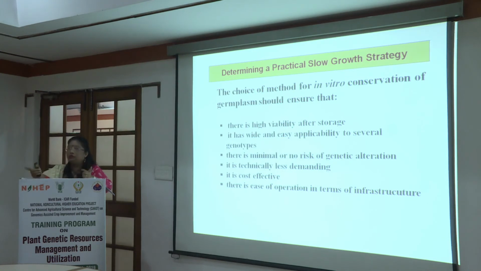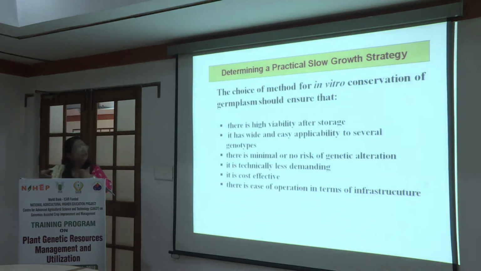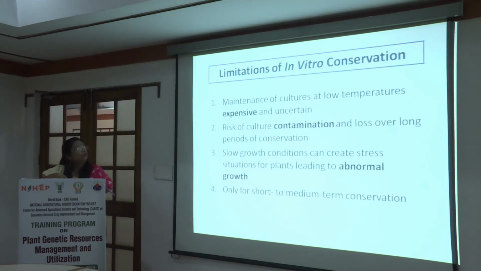Based on all these factors, for each species we devise the most optimal strategy and apply it for conservation of a large array of genotypes, ensuring that there is no risk of genetic variation, because somaclonal variation is always a sword hanging over every tissue culture. So when we are doing germplasm conservation, we need to avoid somaclonal variation, and therefore our method of conservation is chosen carefully. It needs to be technically less demanding and also cost effective, and easy to operate in terms of infrastructure.